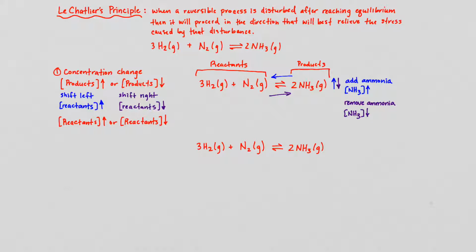Okay, so let's do the opposite of that. If you increase the concentration of reactants, so if I increase the concentration of hydrogen, or if I increase the concentration of nitrogen, so I increase both of those, what's going to happen is you're going to have a shift to the right. Equilibrium is going to shift to the right.